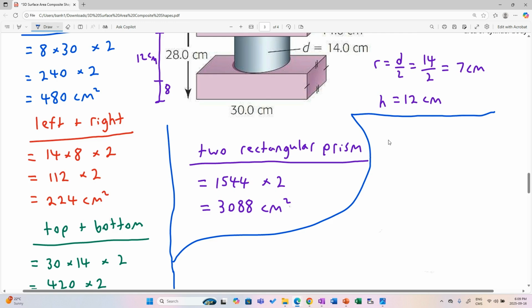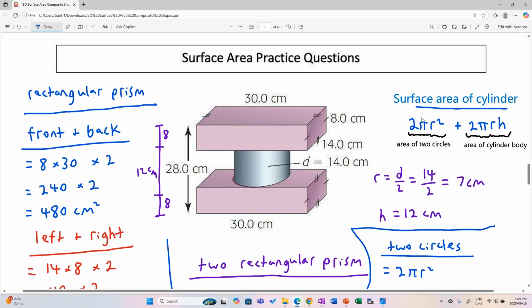Let's start with the two circles, okay? The two circles of the cylinder is defined by 2 pi r squared. For convenience, you can see here I left the surface area of a cylinder on here. 2 pi r squared is the area of two circles, and then the area of the cylindrical body, which is actually a rectangle if you unfold it, is 2 pi r h.